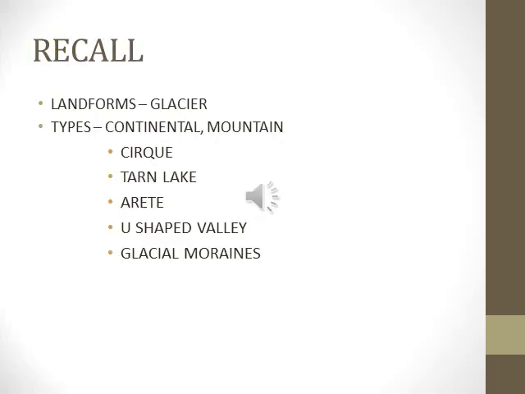So just to recall what we have discussed in our previous class. In our previous class we discussed the landforms formed by the action of glaciers. Glaciers are nothing but a large mass of ice. Glaciers are divided into two: one is called continental glacier, another is called mountain glacier. Continental glaciers are situated near the north and south poles. Mountain glaciers are located in higher altitude regions.